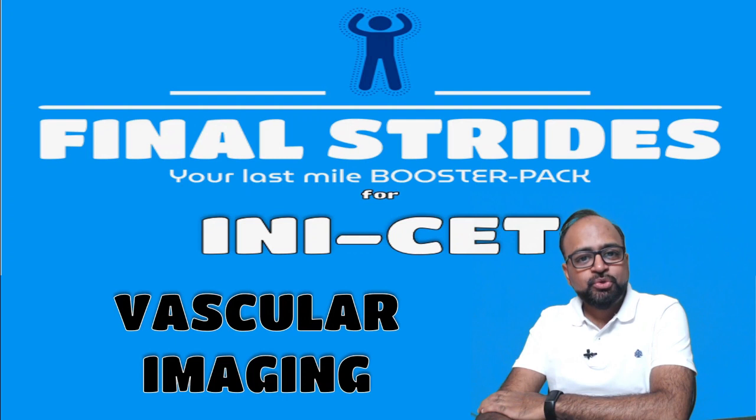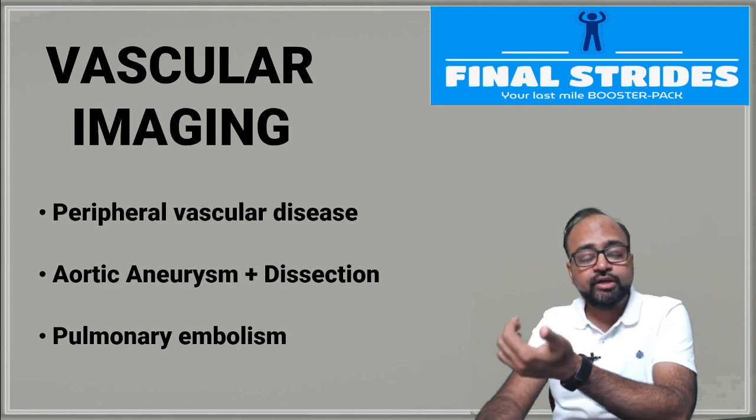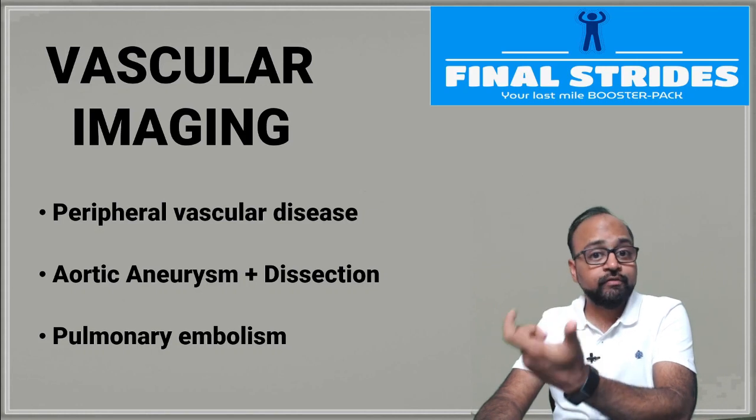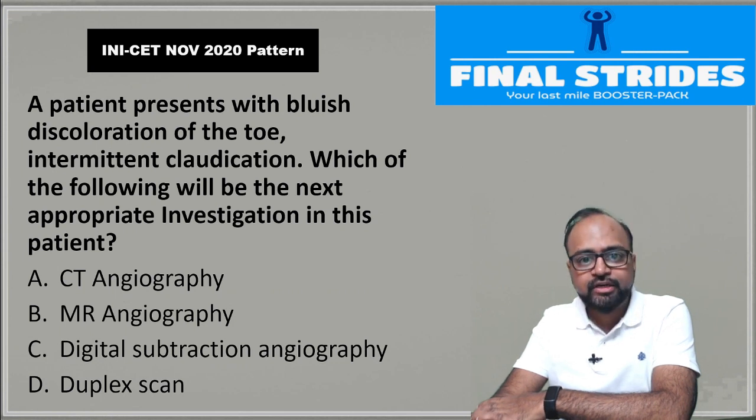Hi friends, so we've discussed some very important GI tract and hepatobiliary images and conditions. Now another important high yield topic for your INI-CET exams is vascular imaging. This will include peripheral vascular disease, aortic conditions, aortic aneurysms, dissections, pulmonary embolism. These are also favorite topics asked very commonly in your INI-CET exams. So let us quickly go through a few important questions and images.